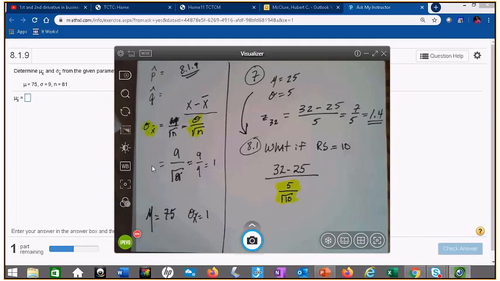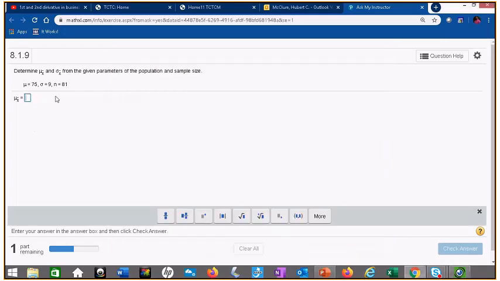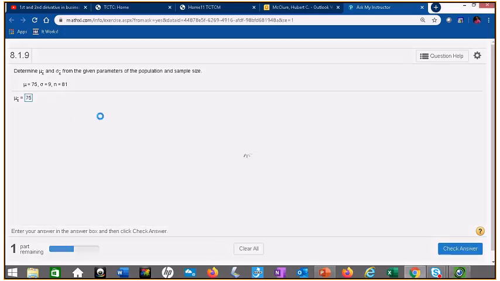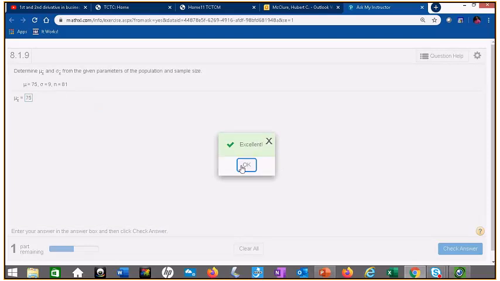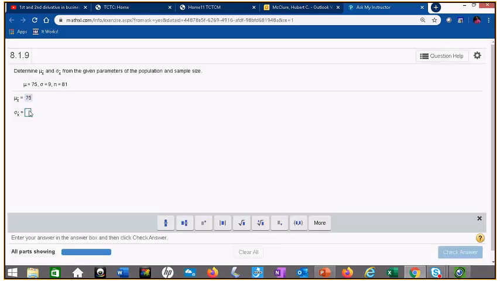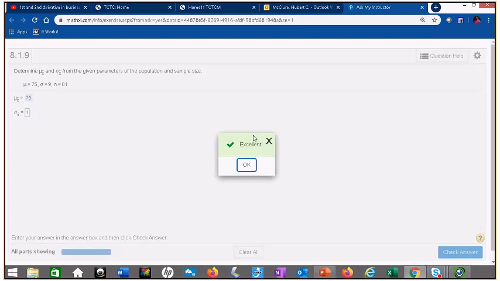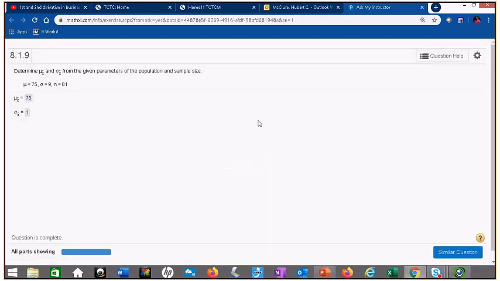So that should be your answer. So mu is 75, and your sigma is 1. So that's a test question from 8.1. Why is it a test question? Because it's short and sweet.